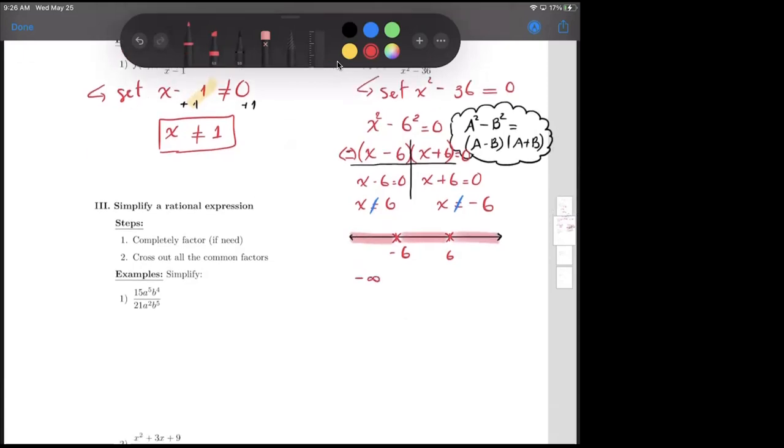From negative infinity up to negative 6, parenthesis, because you don't want to include negative 6. And then union what? Some number between negative 6 and 6, right? Just not negative 6 and 6. And then union 6 to infinity. And the parentheses, make sure that you don't include 6 or negative 6.